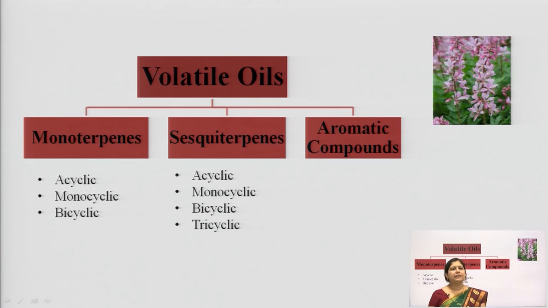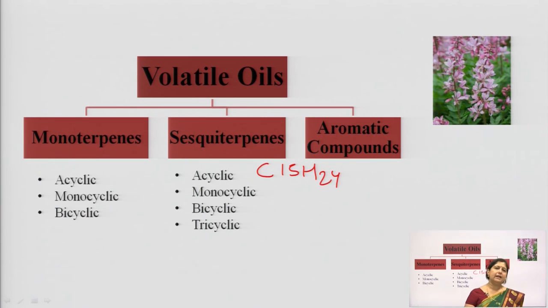So, here we have basically discussed the different types of volatile oils, which can be monoterpenes. If they have an acyclic, meaning straight chain structure, we call them acyclic. If they have a single cyclic structure without unsaturation, we call it monocyclic. If they have 2 cyclic structures, there can be a complete benzene ring also. If there is a benzene ring, we call it an aromatic compound, but if we have only 1 or 2 double bonds, we call it a bicyclic structure. In sesquiterpenes, we have C15H24, and we can have acyclic, monocyclic, bicyclic and tricyclic structures.